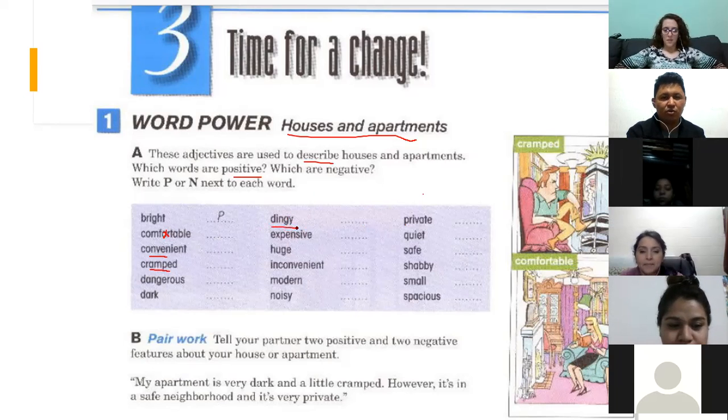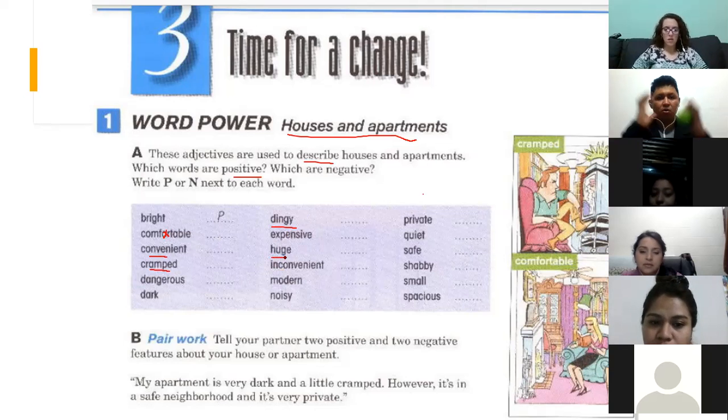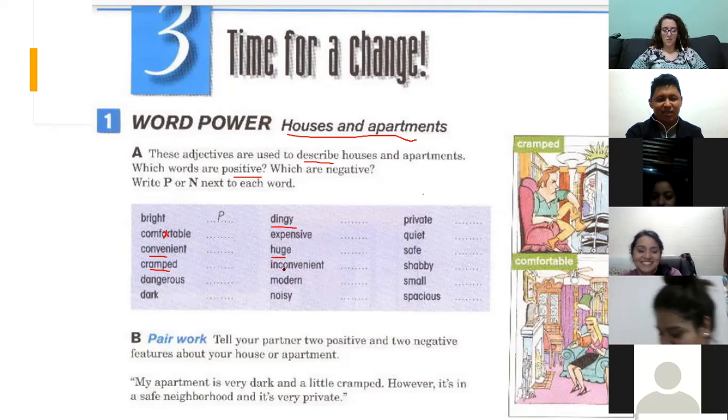Dingy, it's something dirty, pero es algo bien sucio, ¿verdad? Dingy, algo que así como podrido. Dingy, all right? And then you have expensive, which you already know. And the next one, huge. You say huge. That's the opposite of my house, you know, huge. Okay. Yeah, so the next one, it's inconvenient, all right?